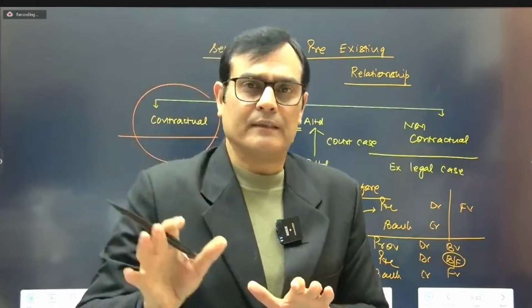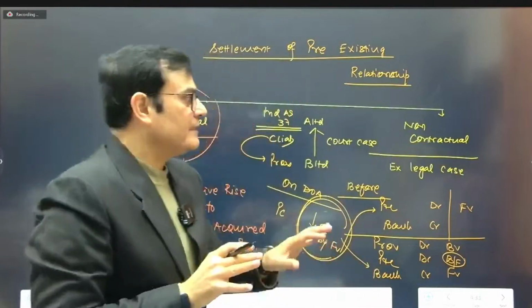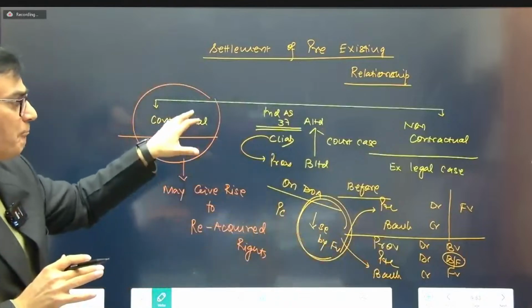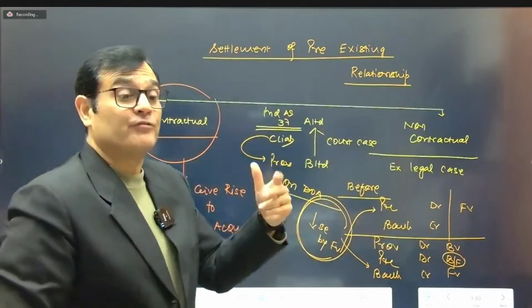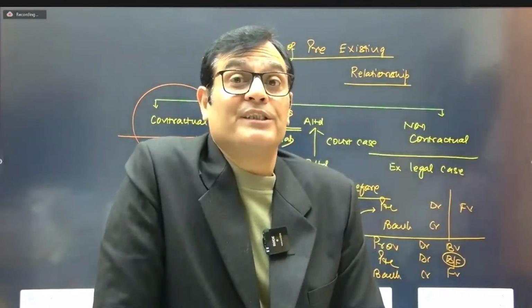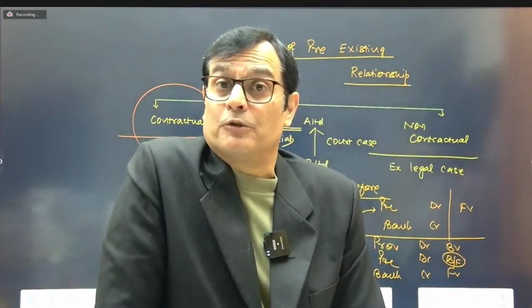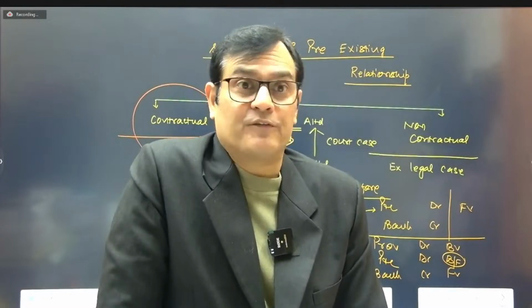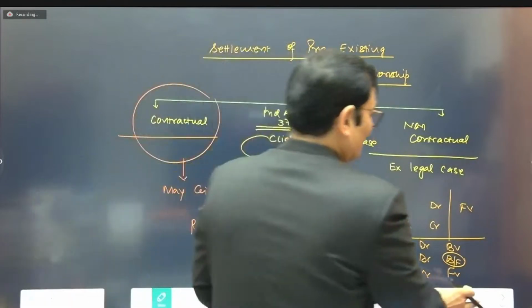So let's do one thing. Let us first take an example and understand it. Then let's go to an example to understand the concept of, if it is something which is contractual, how do you calculate a gain or loss on settling the pre-existing relationship? And if it gives rise to reacquired rights, what do we do? I think let's go to a question.